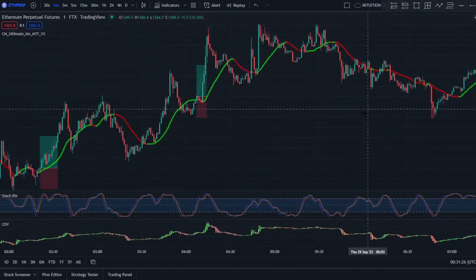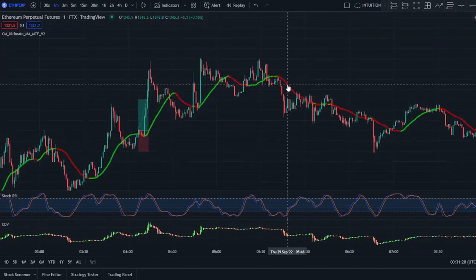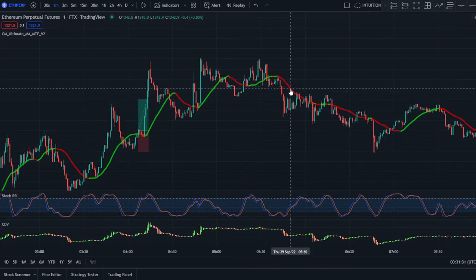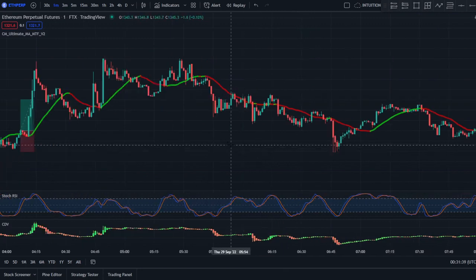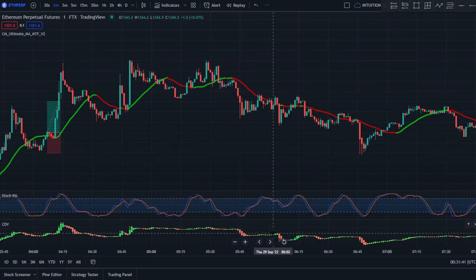You just want to wait for price to be below the trend line, and the trend line must be red in color. You must have the crossover of the blue line below the orange line, and the crossover must happen above the 80 value area. And next up, you must have a red candle on the cumulative delta volume signal.